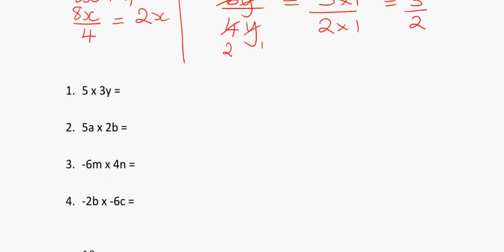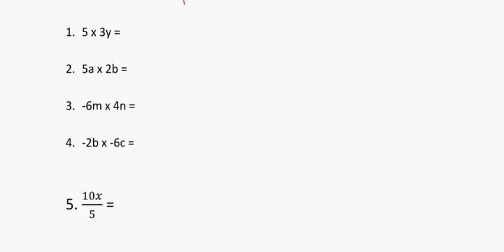Let's try some. Okay. 5 times 3y. Numbers first. 5 3s are 15, and you've just got the y. Okay, try number 2. 5 times 2 is 10, and put the letters together. Number 3. Negative 6 times 4 is negative 24, and the letters go together.